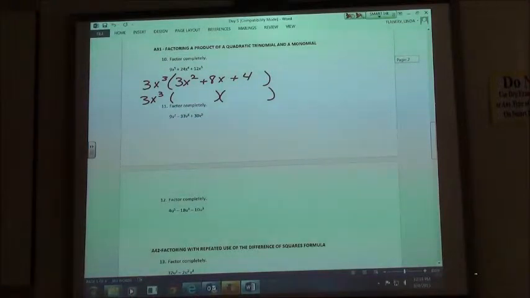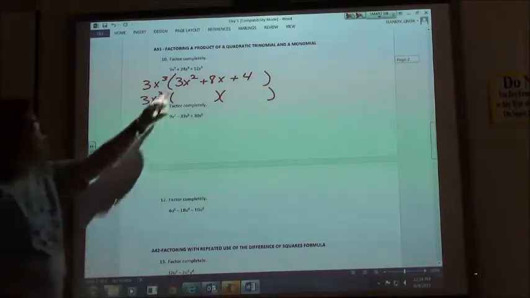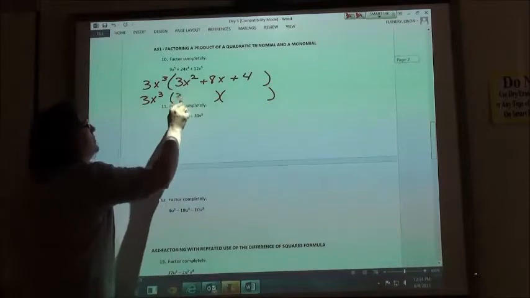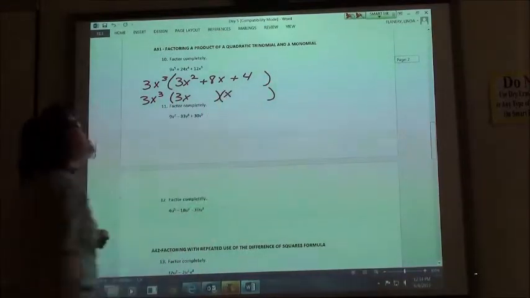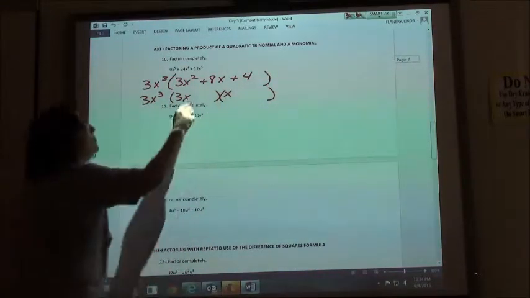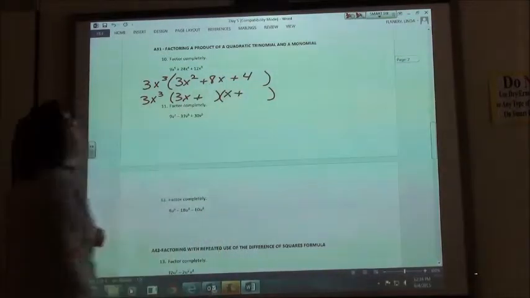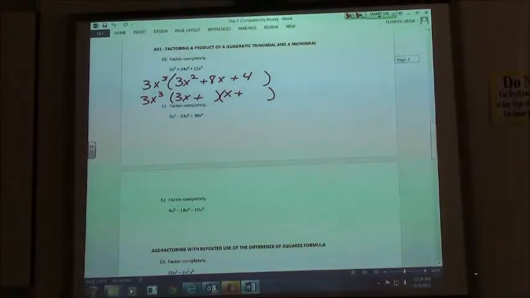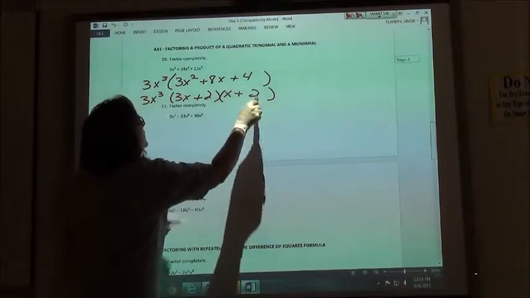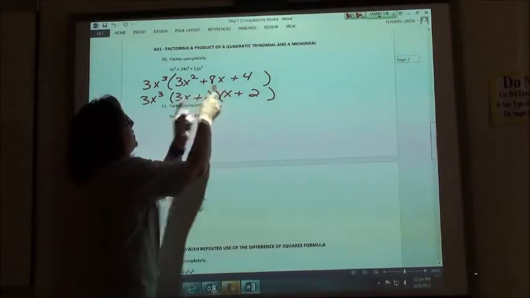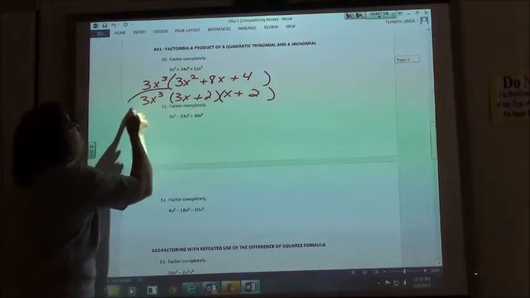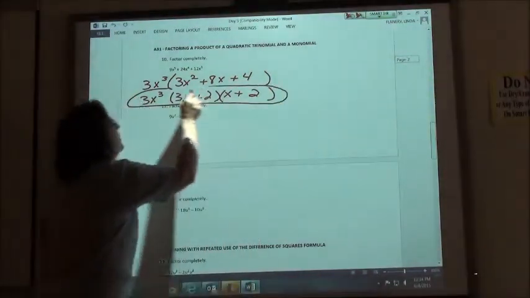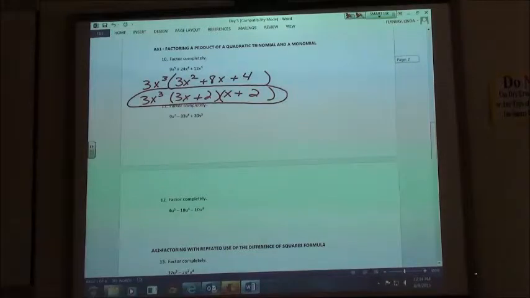Factoring the 3x squared plus 8x plus 4. Factors of 3x squared, 3x and x, my signs, both pluses. And my factors of 4, that when I FOIL it out, I get 8 in the middle: 2 and 2. 6x plus 2x is 8x in the middle. So all of that is going to go in the 3x cubed in front times 3x plus 2 times x plus 2.